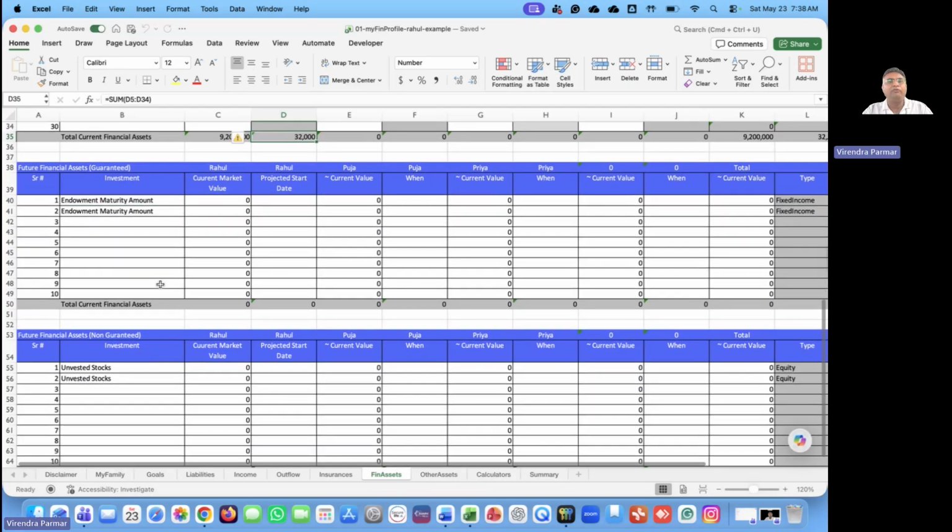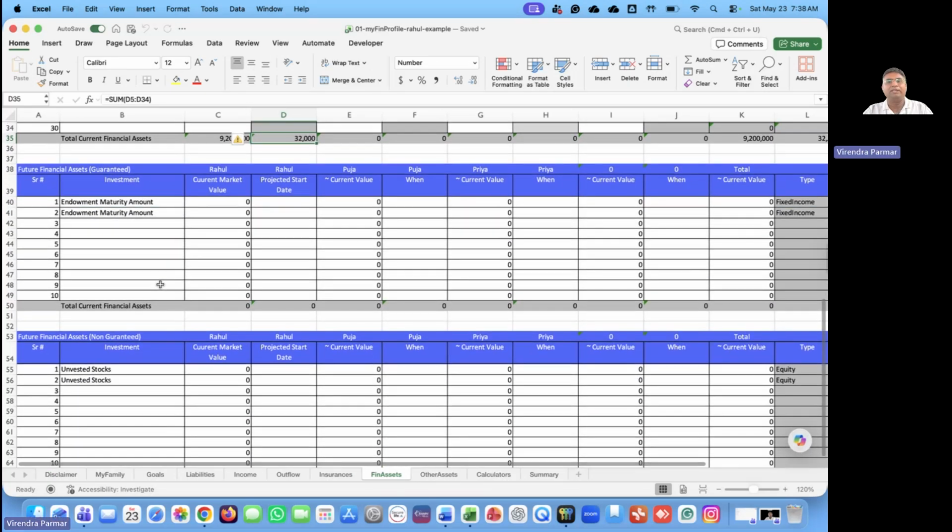Apart from that, you may see some assets which may come in future, right? Mostly it is endowment maturity amount which may come, which you can capture over here. Or in case of unvested stocks, which may not be guaranteed, but you can capture here. So you know that you are likely to get it, and you are foreseeing what may come to you, which can be available for your goals.